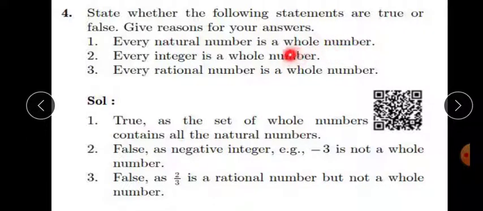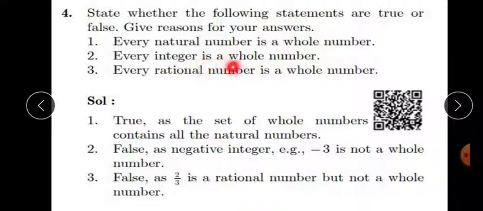Yes, the answer is true. As because the set of whole numbers contains all the natural numbers. So whole numbers means 0, 1, 2, 3. So 1, 2, 3 are also natural numbers. So in the set of whole numbers, we also have the set of natural numbers. Okay. Let's move to the next question.